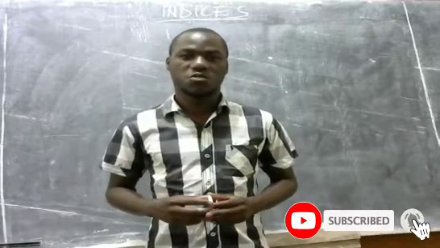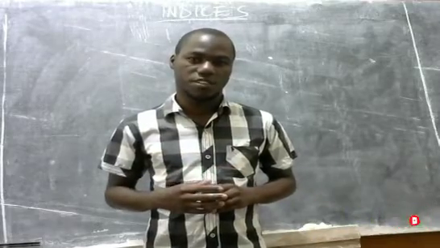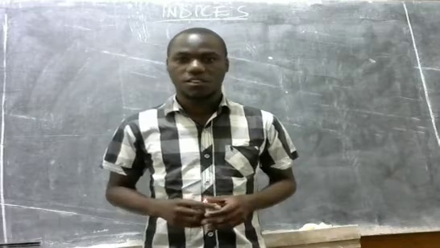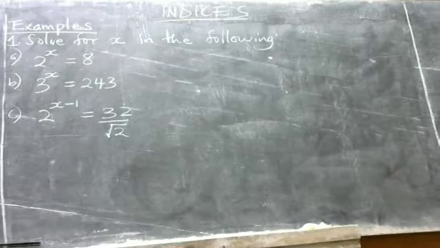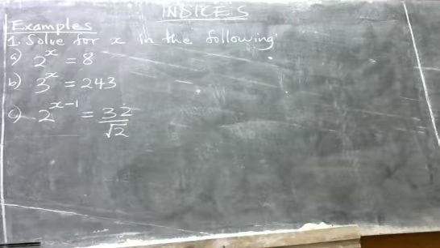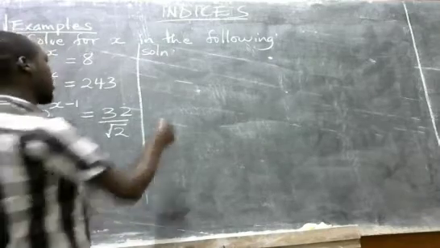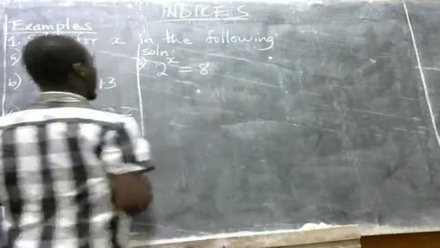In our lesson 2 of indices, we're going to talk about equations involving indices and how to get the unknowns when we are dealing with index numbers. Example 1, solve for x in the following. Part A, we have 2 power x is equal to 8.